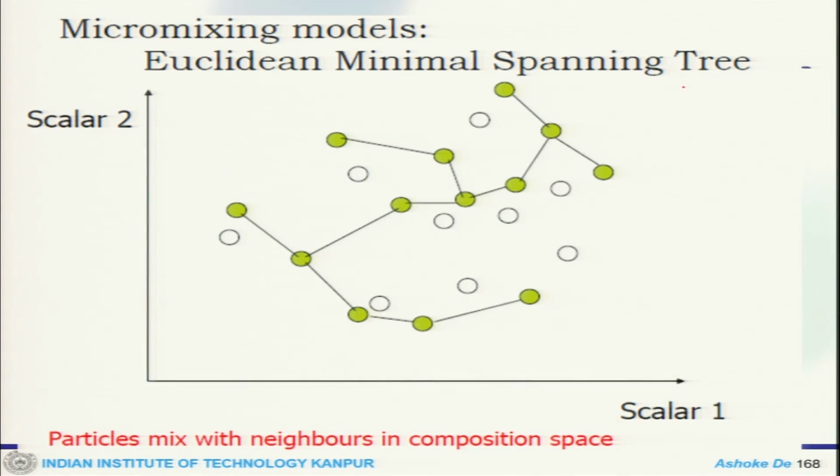The one which is quite advanced and accurate is EMST, which is called Euclidean minimal spanning tree. In this particular micromixing model, the particles actually try to mix with their immediate neighbor in the composition space, and then when this mixes with the neighbor, they will mix with this neighbor. That's how they form a tree, and that's why it's called the Euclidean minimum spanning tree. So, they look at the immediate neighbor and try to pair with it, and then form this tree, which in a larger sense helps to find the mixing model constant.